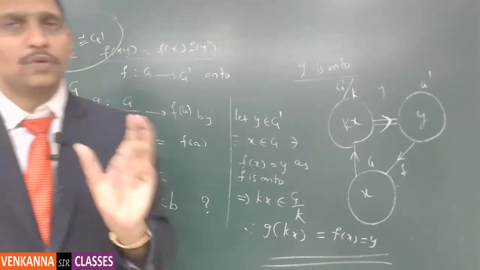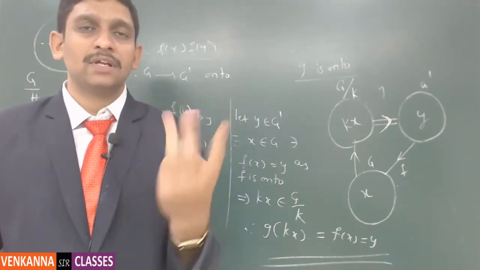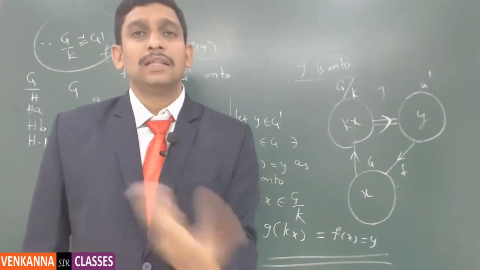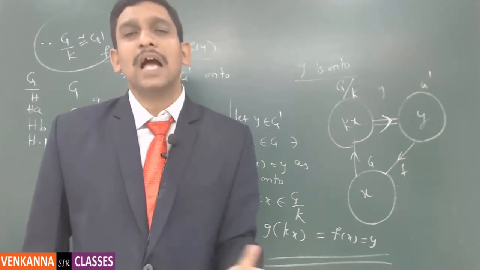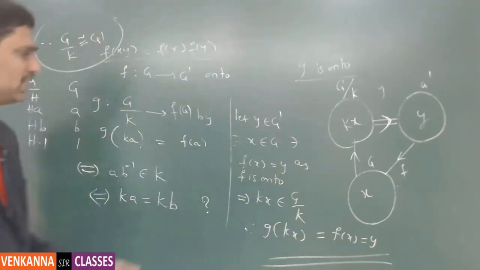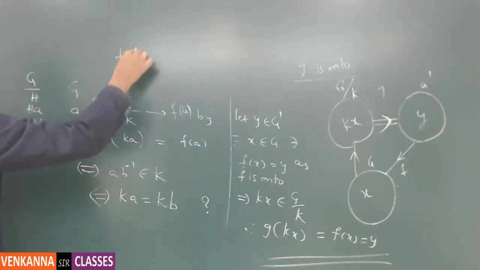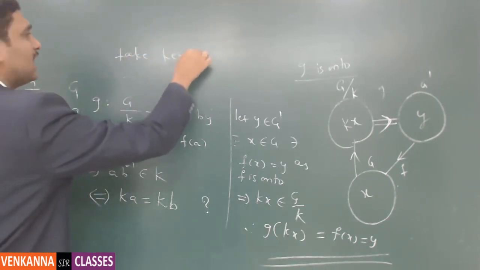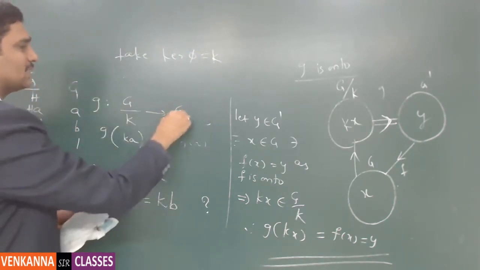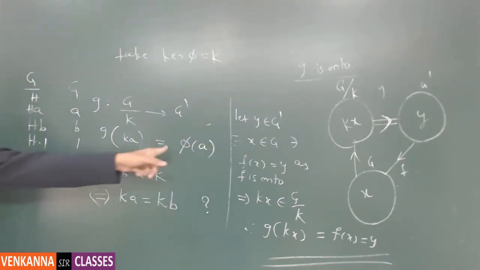If you want to write the third part, in the third statement it is given that if phi from G to G dash is an epimorphism, then G by kernel phi is isomorphic to G dash, right? For this also you write the same proof, no change at all. In the mapping, you just write like this. Take kernel phi equal to K, define G from G by K to G dash as G of K equal to f of A. Just do the modification like this.